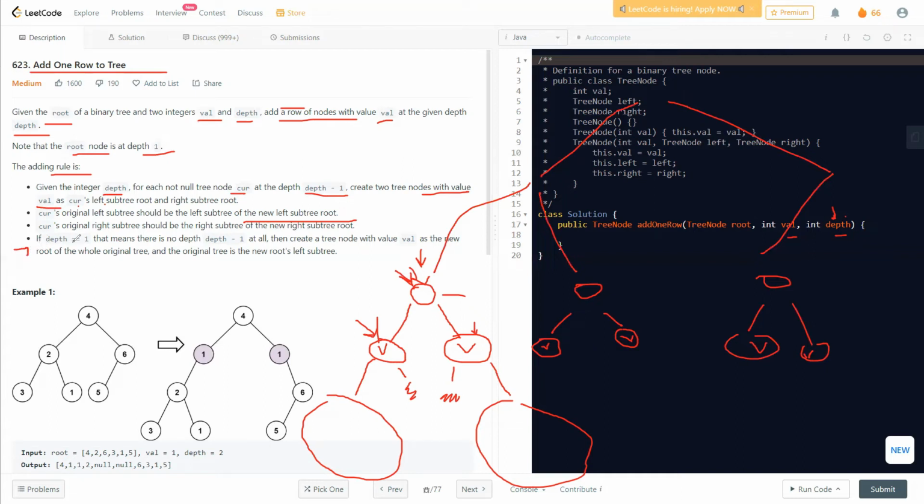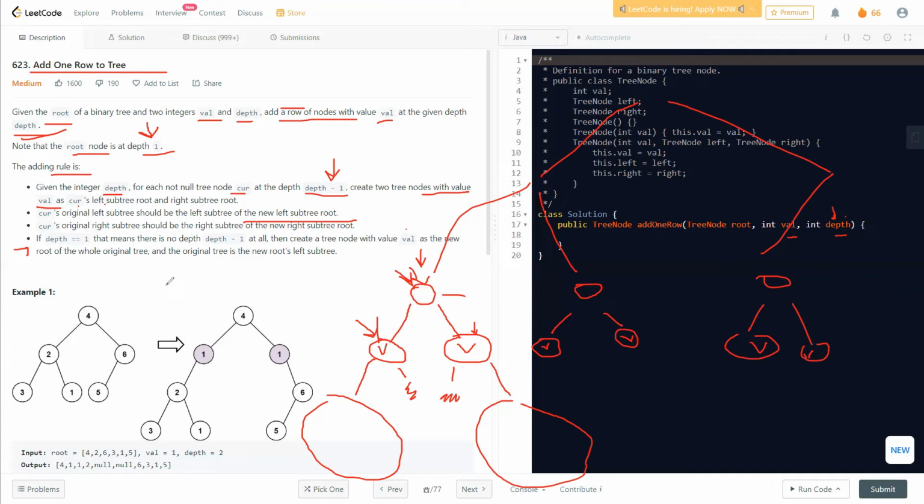The fourth rule says if the depth is 1, remember, the root node given to us is at depth 1. And what if we are given a depth of 1? In that case there's nothing called depth minus 1. So if the depth is 1, that means there's no depth minus 1 at all. Then create the tree node with the value.